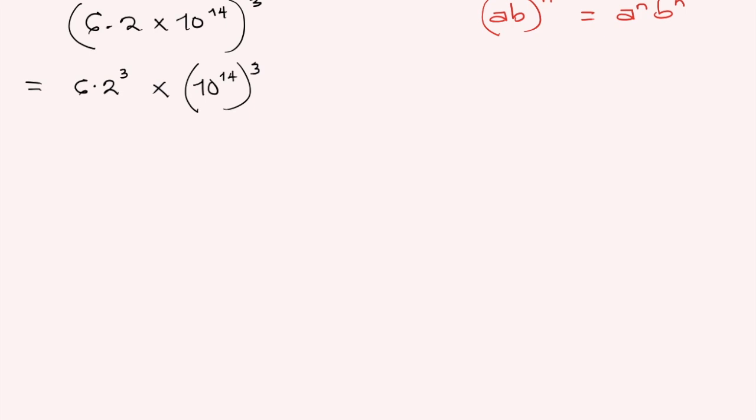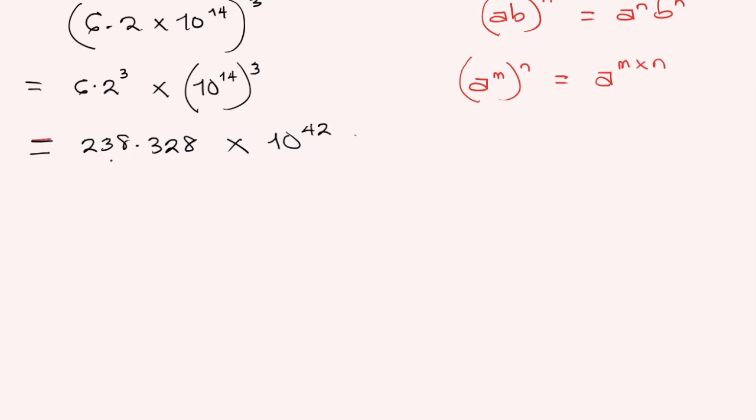Now to evaluate this, we'll need another law of indices that says a raised to the power m all raised to the power n is equal to a raised to the power m times n. And this is equal to 6.2 cubed, which is equal to 238.328. And this is 10 raised to the power 14 times 3, which is equal to 42.